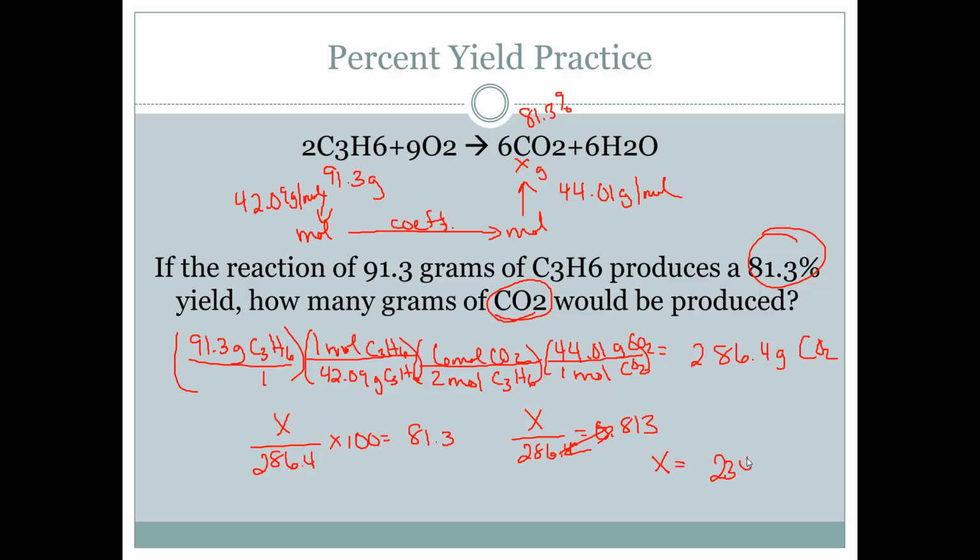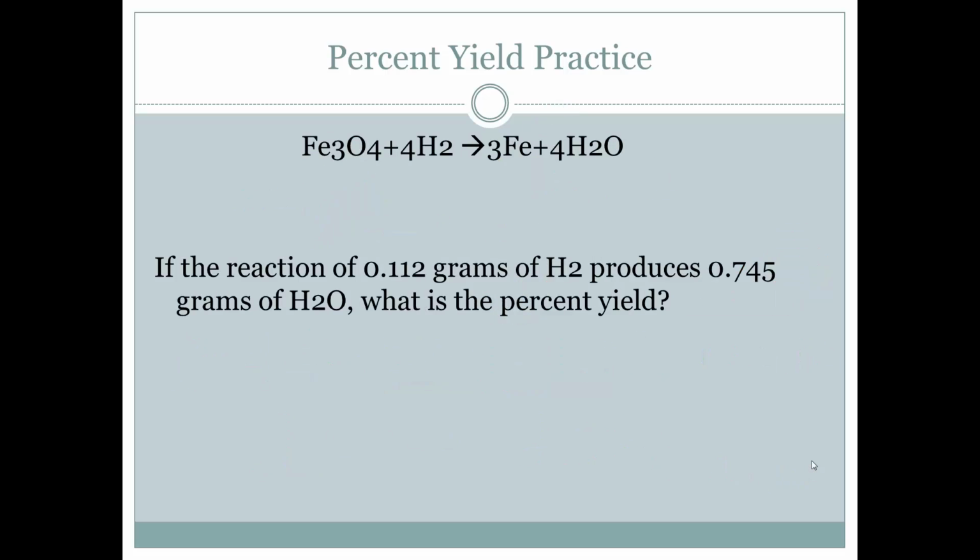We're going to have one final practice. A reaction of 0.112 grams of H2 produces 0.745 grams of H2O. What's the percent yield? Whenever you do the percent yield, you have to find the theoretical first. So we're going from one compound to another. Moles are the end caps. Coefficients. Grams to moles. We need to figure out the molar mass of H2. That's 2.02 grams per mole.